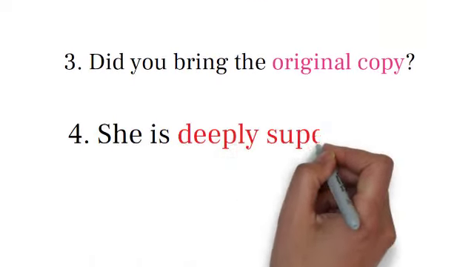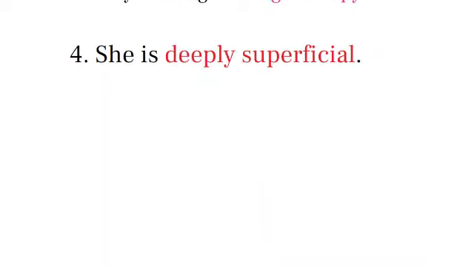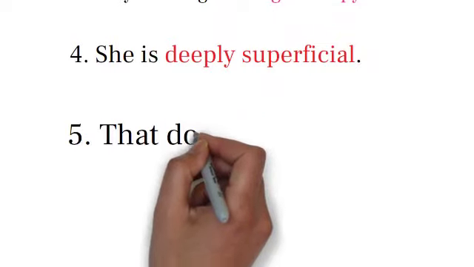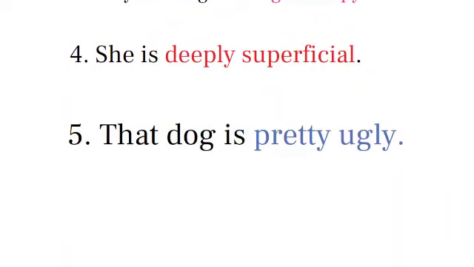Fourth one, she's deeply superficial. So the words deeply superficial are opposite in meaning. They are oxymorons. And the last one is, that dog is pretty ugly. So here pretty ugly is the oxymoron.